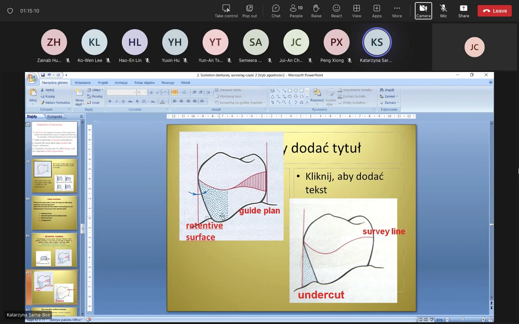Again, retentive surface. First we find an undercut, then we can call it a retentive surface when there is a guide plane for it. When we find only the undercut and there is no guide plane for that undercut, there is no retentive surface. But when we find the guide plane, we can call it a retentive surface, and we can design the clasp, the retentive element, on it.